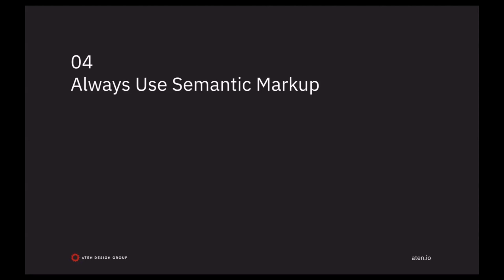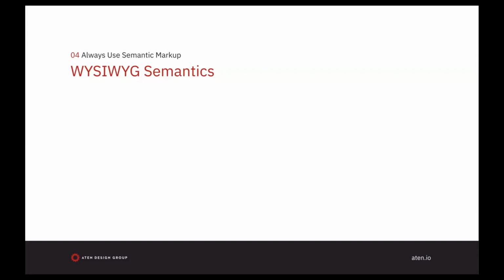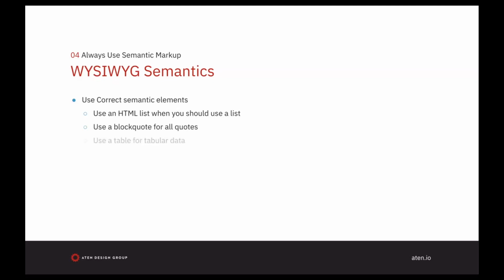When I'm talking about semantic markup, I'm talking about WYSIWYG semantics or your editor semantics. So when I'm saying to use correct semantics, I'm talking about using an HTML list when you should use a list. So that overall bulleted list or the 1, 2, 3 list that you have, you're using a block quote element for your quotes. You're not just making it look like a quote. You're not just using quotations and putting in the regular text. You're using a table for tabular data and so on and so on. So whatever you're actually using, don't make it appear like that. Just click the little button that makes it work.